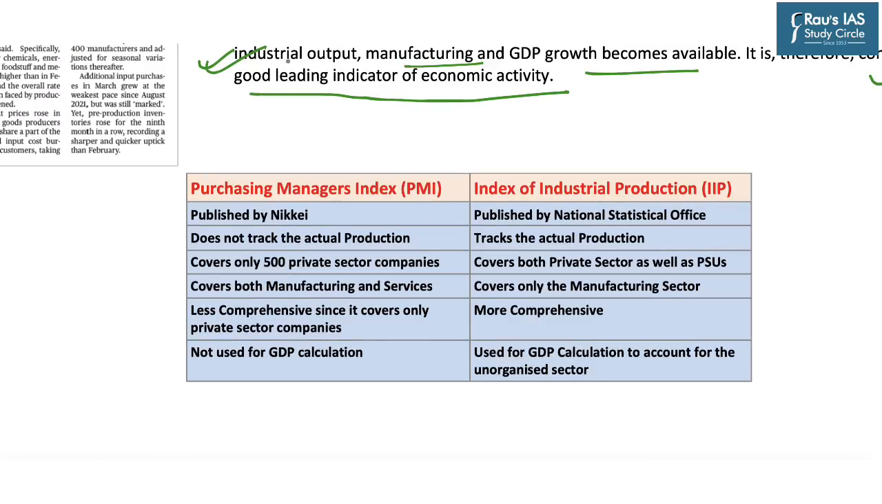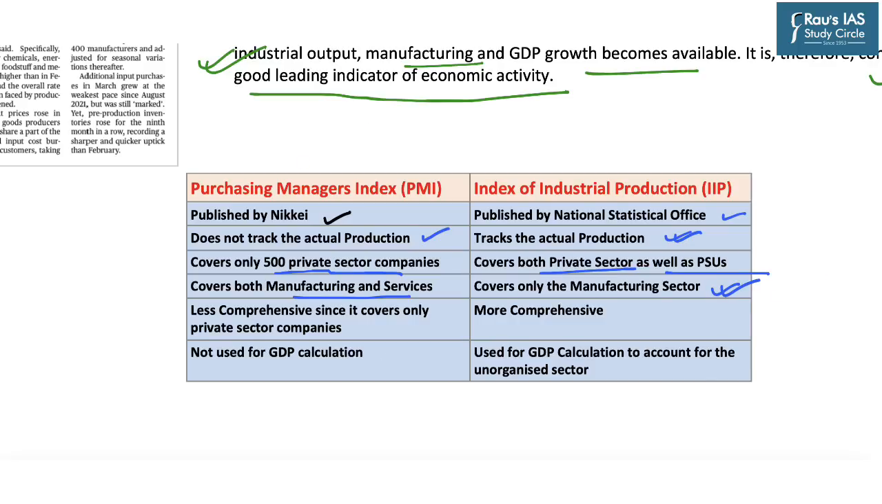Now if we compare PMI with IIP, then PMI is published by Nikkei, which is a Japanese firm, whereas IIP is published by National Statistical Office. PMI does not track the actual production, whereas IIP actually tracks the actual production. PMI covers only 500 private sector companies, whereas IIP covers both private sector as well as public sector undertakings. PMI covers both manufacturing and services. IIP covers only the manufacturing sector.